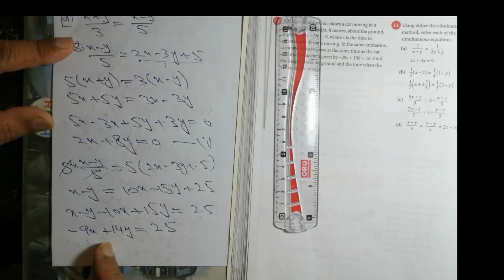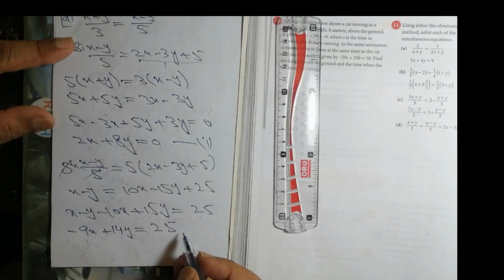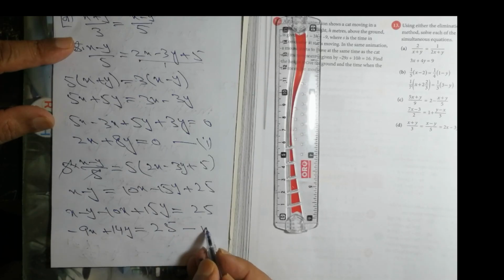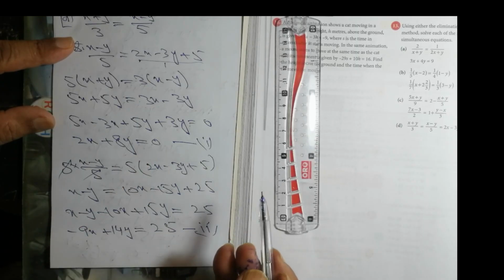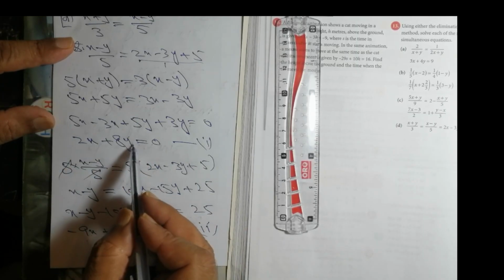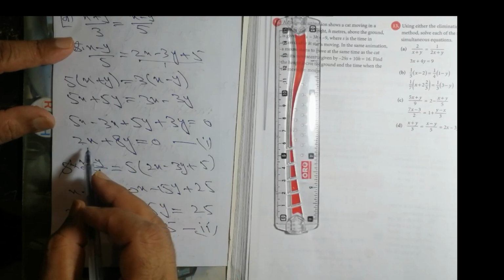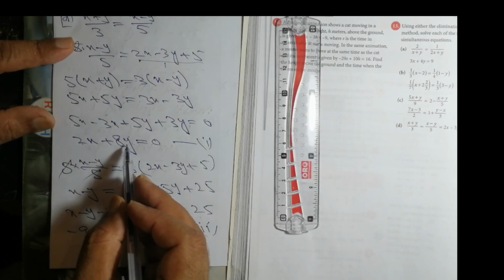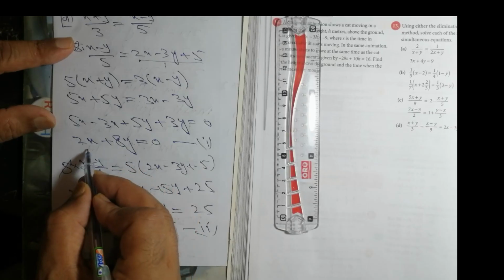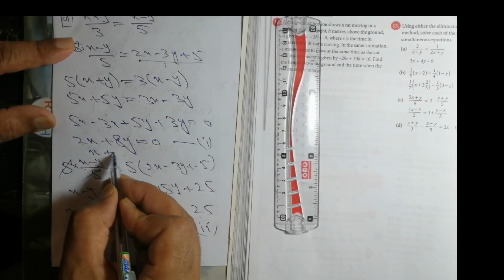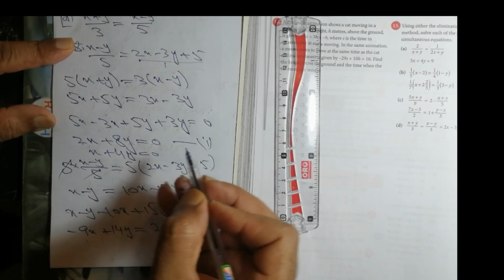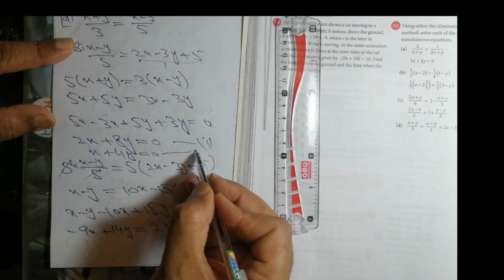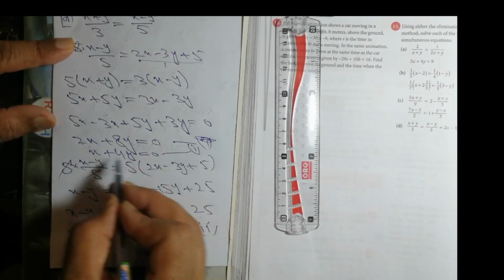So this is equation number 2, and already we have 2x plus 8y equal to 0. We can simplify this equation more, because each term is divisible by 2. We can divide each term by 2. So this will be x plus 4y equal to 0. Better to give this equation as number 1, not in simplified form.